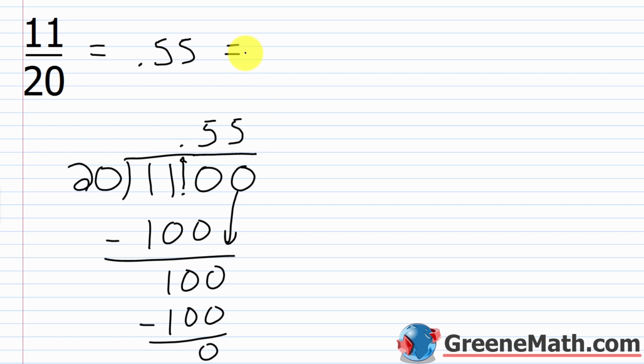And then as a percentage, we just move this 2 places to the right. So that would be 55, put our percentage symbol, so 55%, right? So 11/20ths is equal to 0.55, which is equal to 55%.